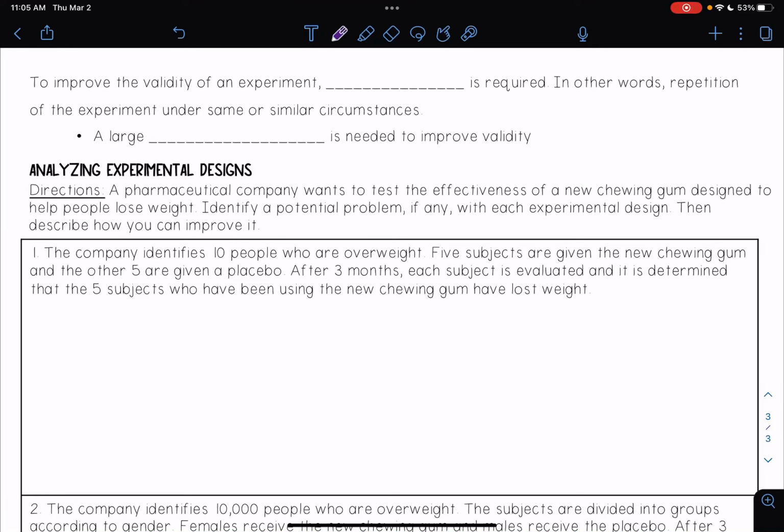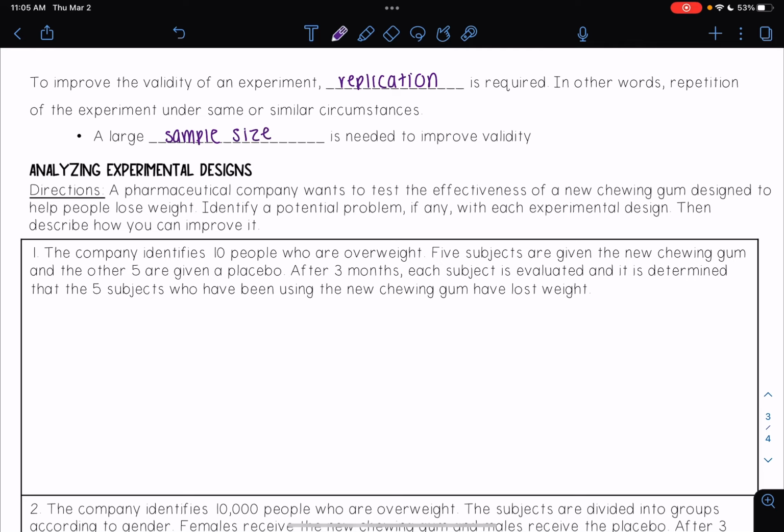In this video, we're going to be looking at analyzing experimental designs. To improve the validity of an experiment, replication is required. In other words, repetition of the experiment under the same or similar circumstances. So we keep repeating the experiment so we get more and more data, and a large sample size is needed to improve validity.